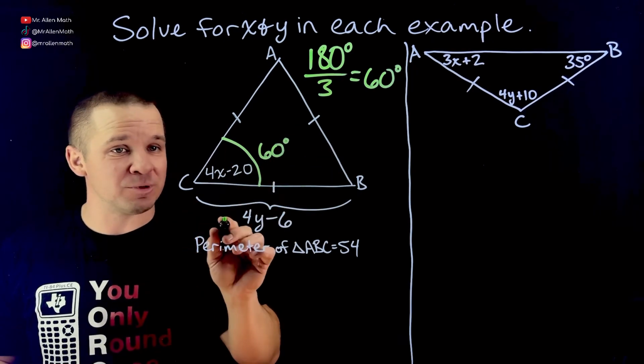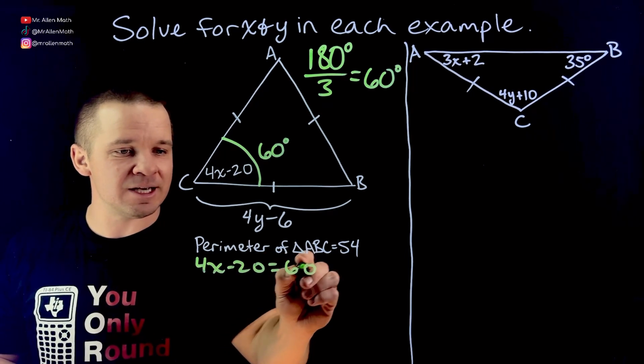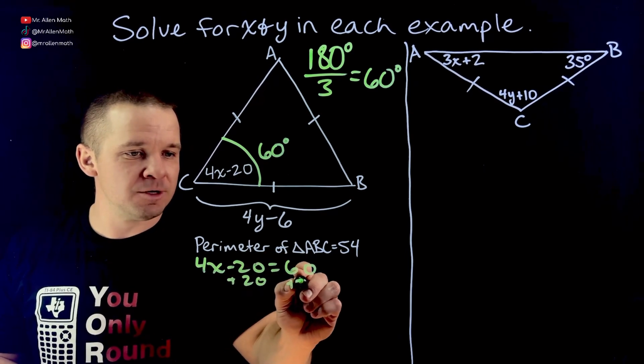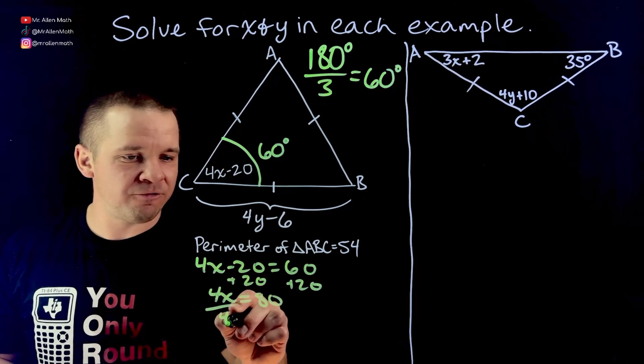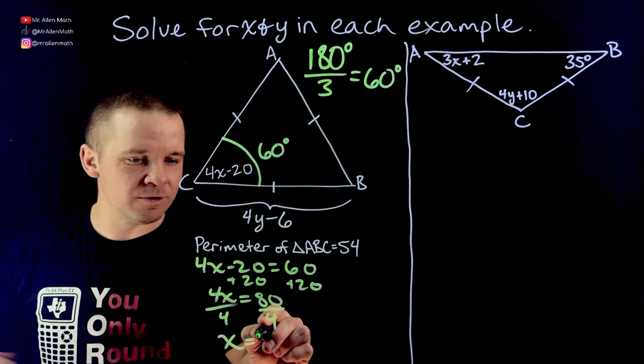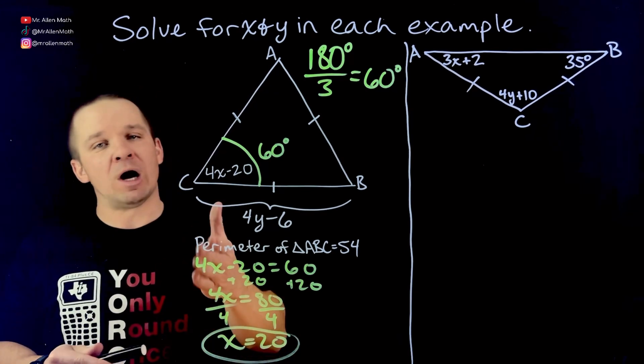Ayo, I can set up an equation with that. So let's do 4x minus 20 equals 60. Add my 20 to both sides. We get 4x equals 80. Divide by 4, and I get x equals 20. Boom. First one done. Well, halfway done.